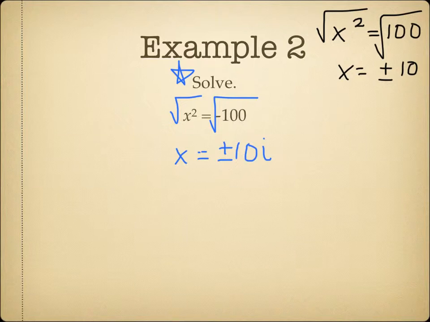The i came from because we took a square root of a negative. Now before, remember I told you we would just say no solution for this. Really what we're doing is we're saying, okay, we're going to call the solution 10i. We're giving it a different name. Okay?